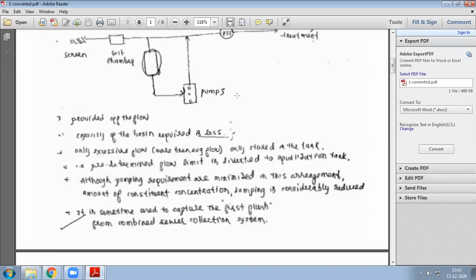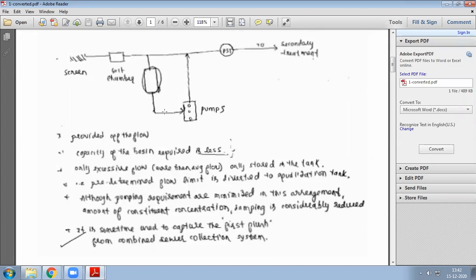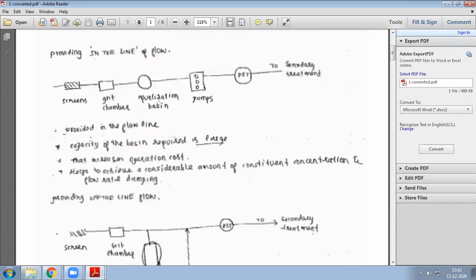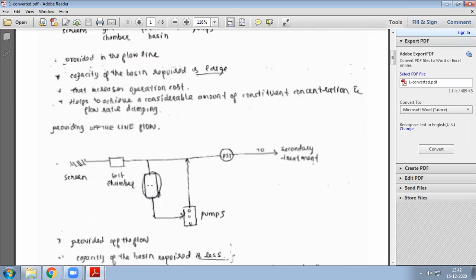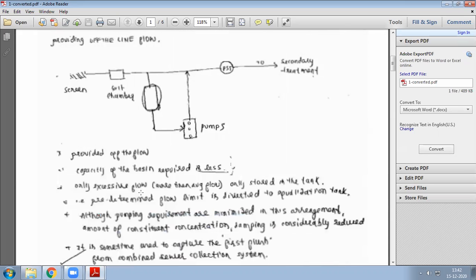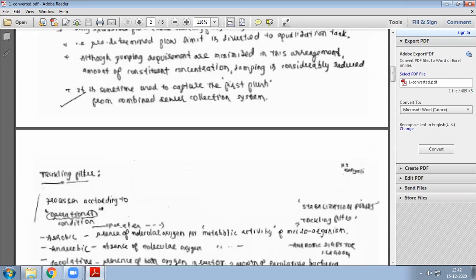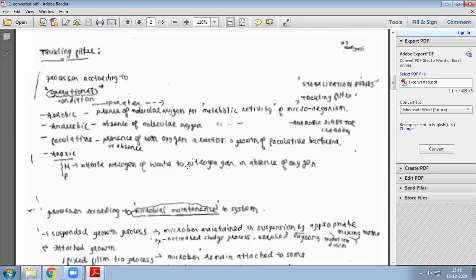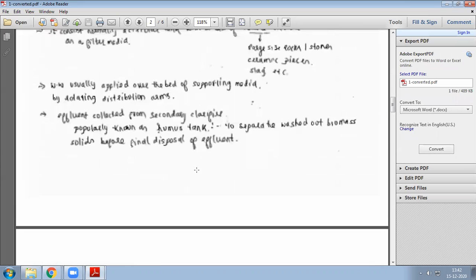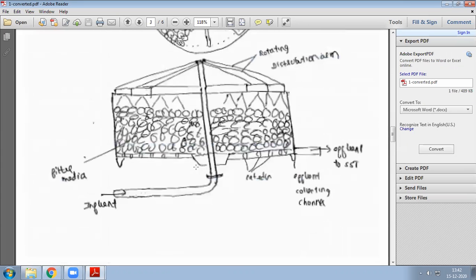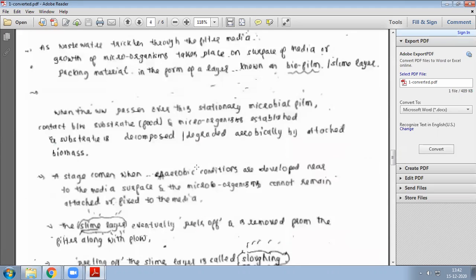So I hope you understood these equalization types. They provide it in the line, or sometimes off the line, just in case any overflow is happening in the grit chamber. If you provide it, it is very beneficial, and at that time they will provide it. So go through all these notes. I will cover a few more topics today. I think these things I covered yesterday.